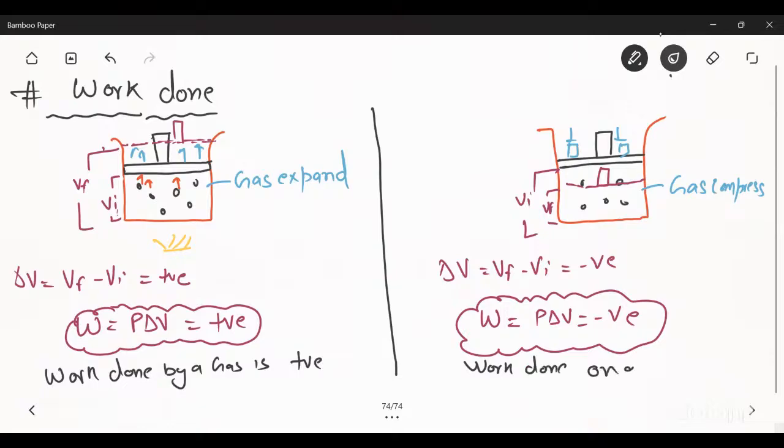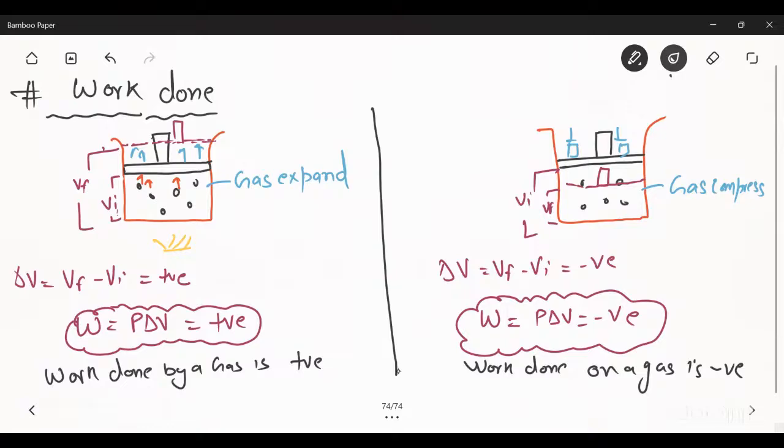So what we conclude from here: work done by a gas is positive and work done on a gas is negative. In chemistry, the work done by a gas is negative, and the work done on a gas is positive. So this sign convention will be different in chemistry.